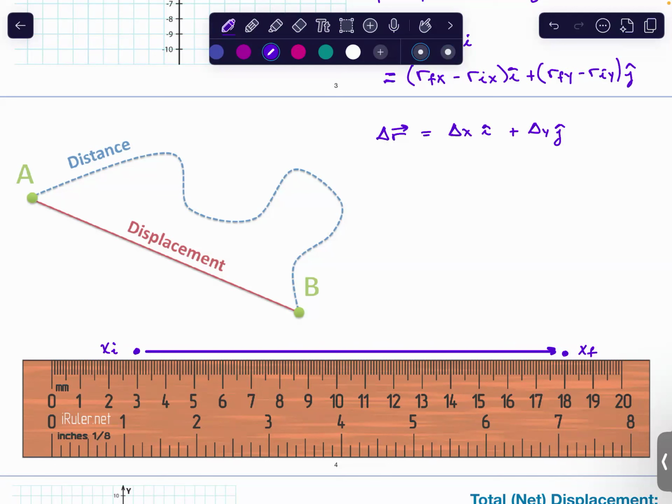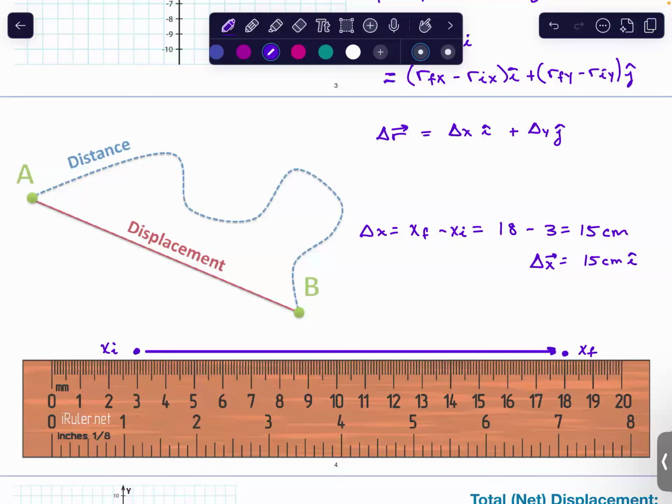And so in this case, we would say our displacement is going to be delta X, X final minus X initial, and that would be what? 18 minus 3, 15 centimeters. That's a magnitude. What would it look like in vector format? Well, because we're going to the right, that'd be a positive 15 centimeters.